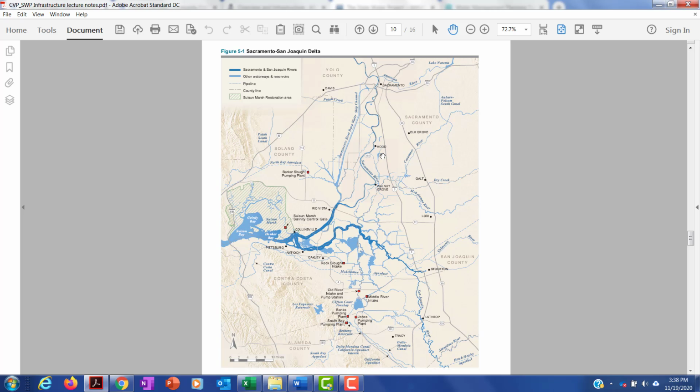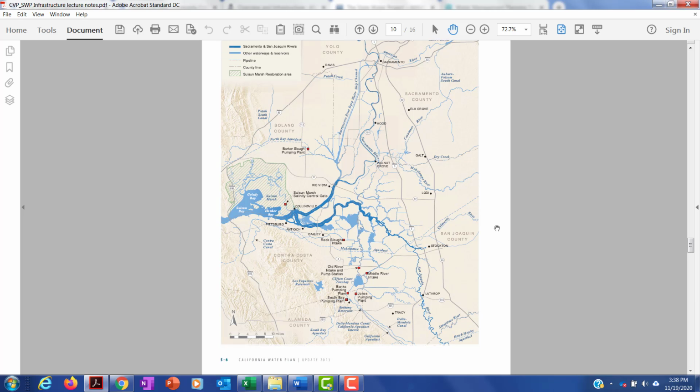That was called the peripheral canal, and that got defeated in the 80s. And the idea has been resurrected more recently by taking water out of the Sacramento River, putting it in pipelines, and delivering it directly to these pumping stations, and thereby bypassing the Delta system. Very controversial move. There are a lot of arguments for and against it. We'll get into that a little bit more in the Delta unit.